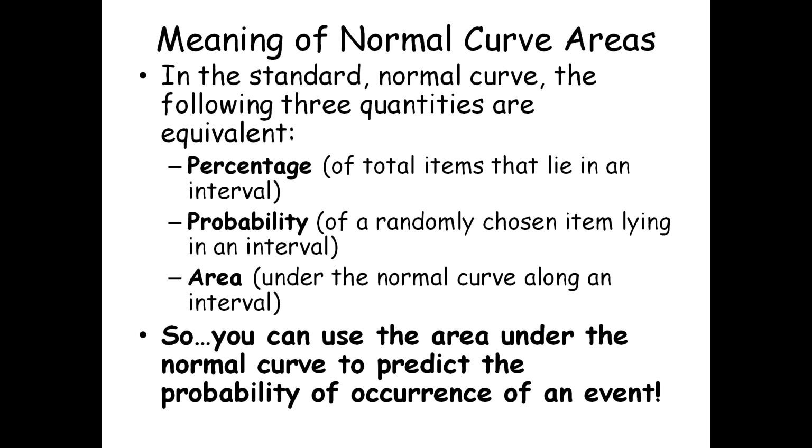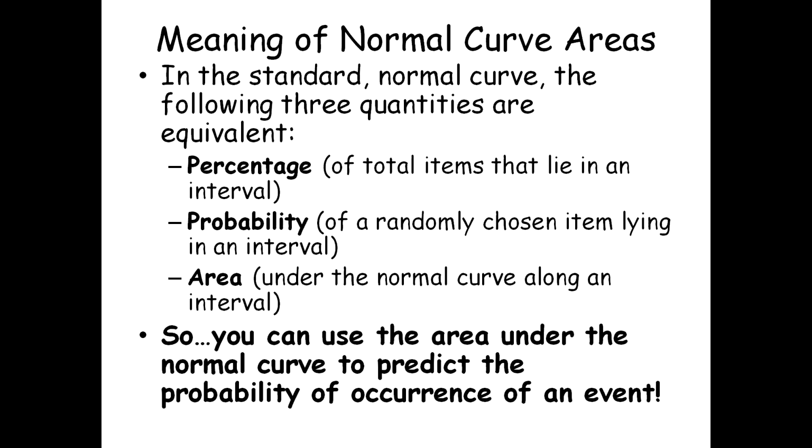The normal curve areas. In the standard normal curve, the following 3 quantities are equivalent. Percentage of total items that lie in an interval, the probability of a randomly chosen item lying in an interval, and the area under the normal curve along an interval are all equivalent. So you can use the area under the normal curve in order to predict the probability of occurrence of an event.